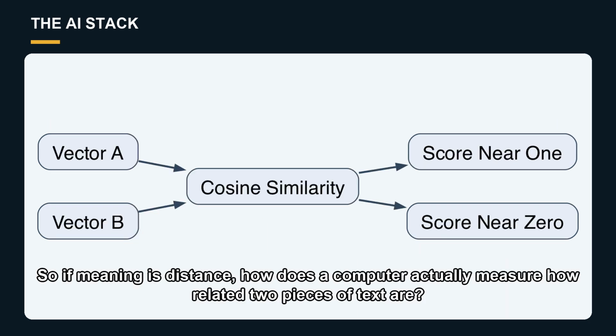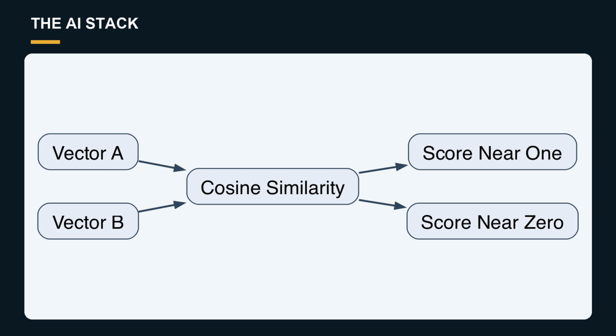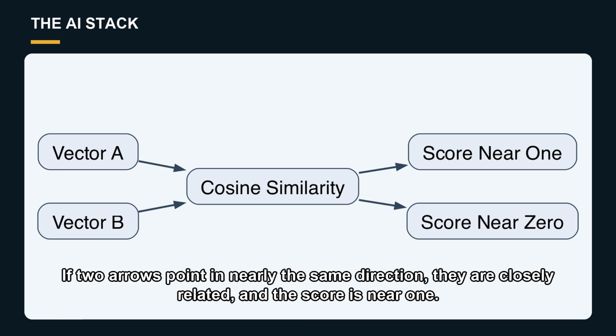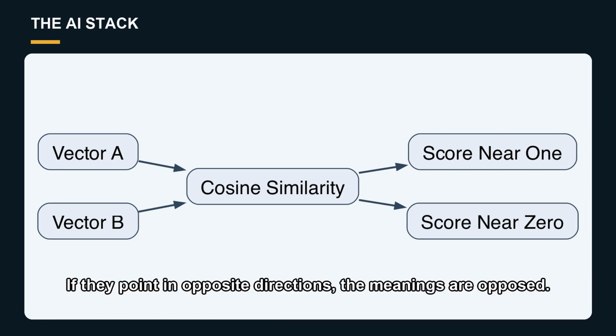So, if meaning is distance, how does a computer actually measure how related 2 pieces of text are? It measures the angle between their 2 vectors, using something called cosine similarity. Do not let the name scare you. The idea is just this. If 2 arrows point in nearly the same direction, they are closely related, and the score is near 1. If they point in completely unrelated directions, the score is near 0. If they point in opposite directions, the meanings are opposed.